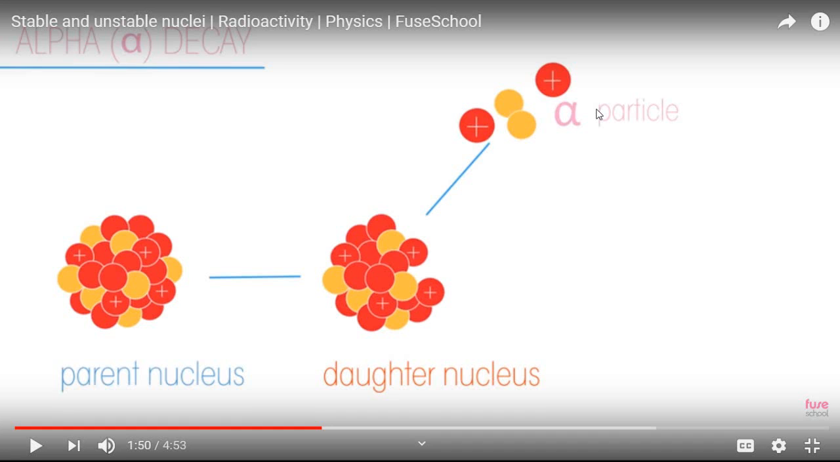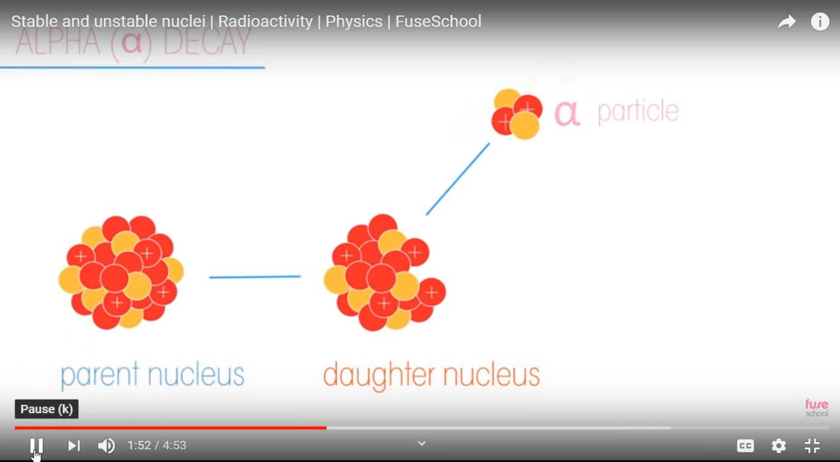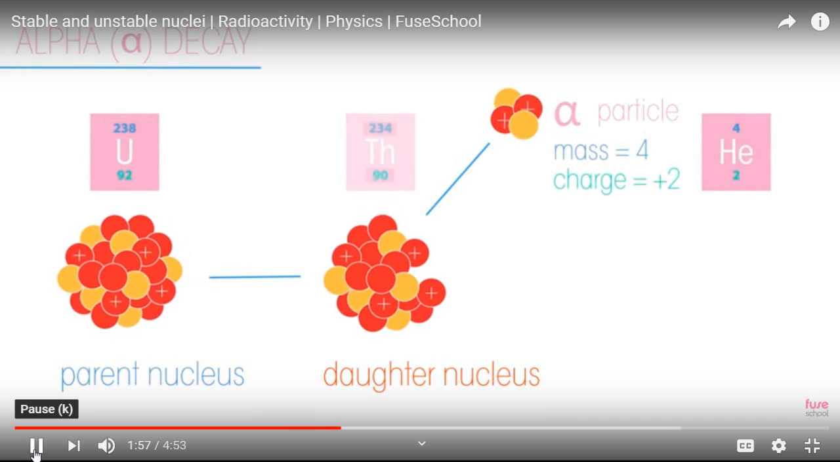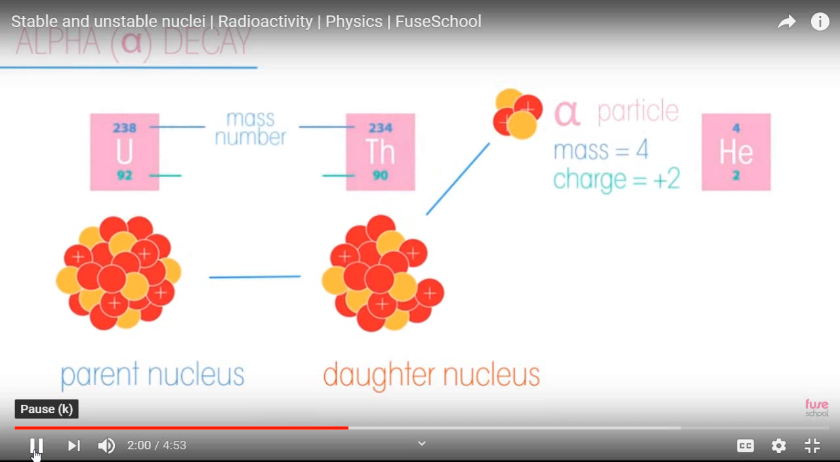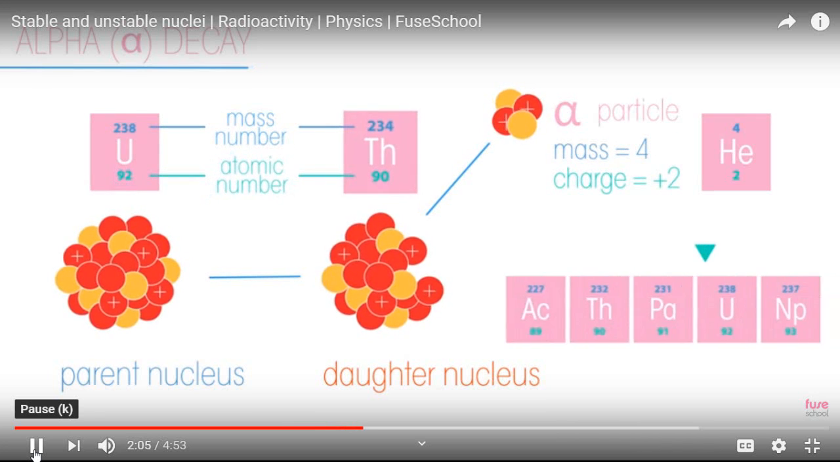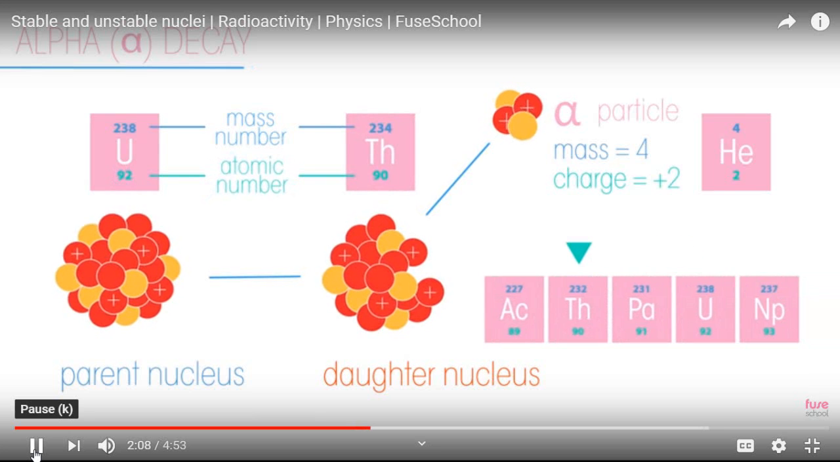Helium. Two protons, two neutrons is helium. So what they say is, in an alpha decay, a helium nucleus breaks off. They have a mass of 4 and a charge of +2. When an atom loses an alpha particle, the mass number decreases by 4 and the atomic number decreases by 2. A new element is formed that is 2 places lower in the periodic table.